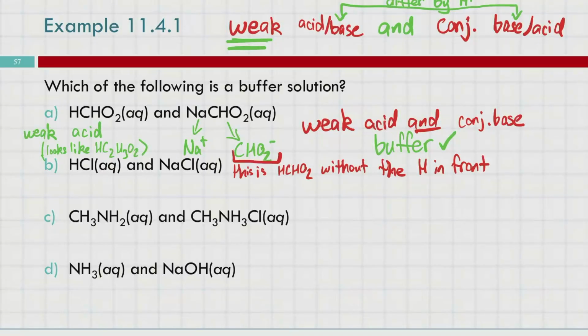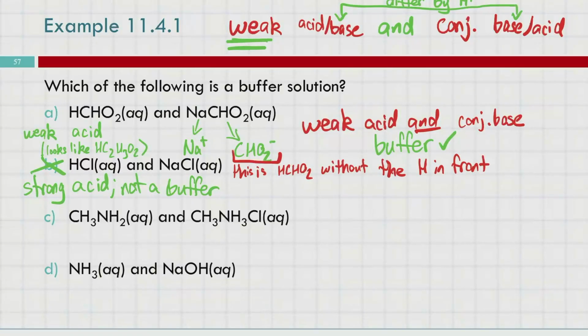Okay, moving on to B. HCl is what? An acid, a base, neither? It's an acid. What kind of acid is it? It is a strong acid. Since it's a strong acid and not a weak acid, this is not a buffer. You cannot form a buffer with a strong acid. Has to be a weak acid.